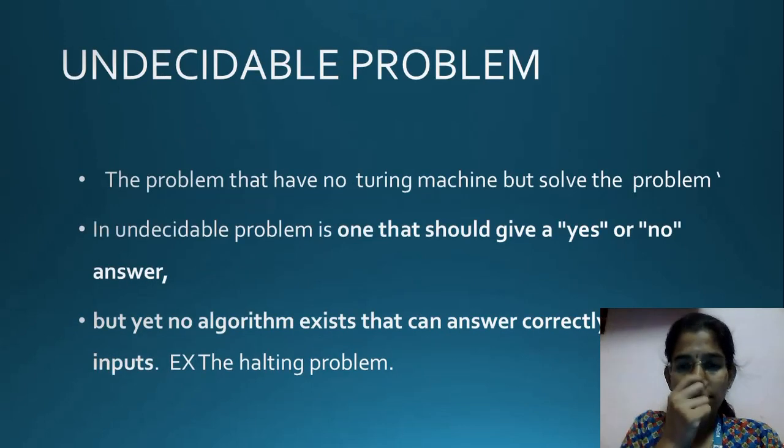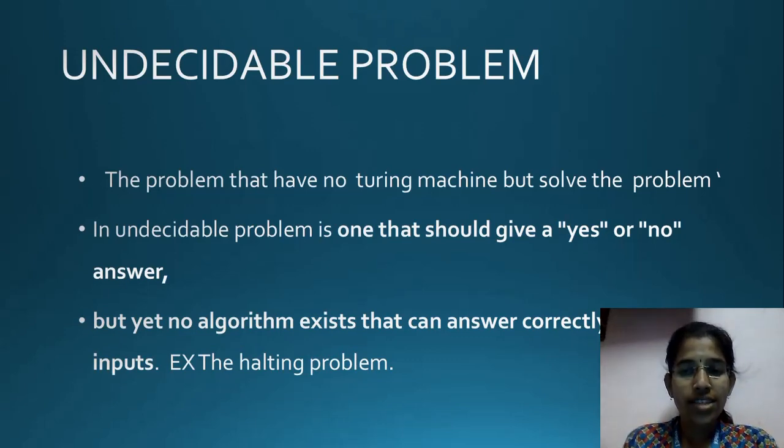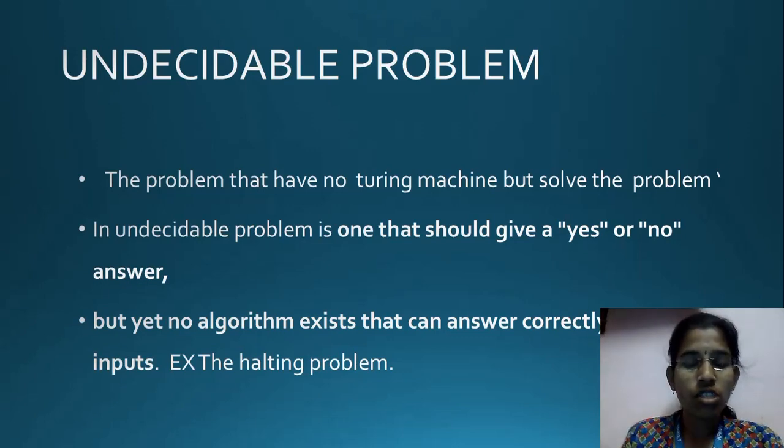Undecidable is when, without any algorithm or working model, a problem gives a yes or no answer for all types of input. That means without any procedure or algorithm, it always works for all types of inputs. Finally, it gives one answer, yes or no. Maybe accept or not accept, defined or not defined. So this is known as undecidable problems.